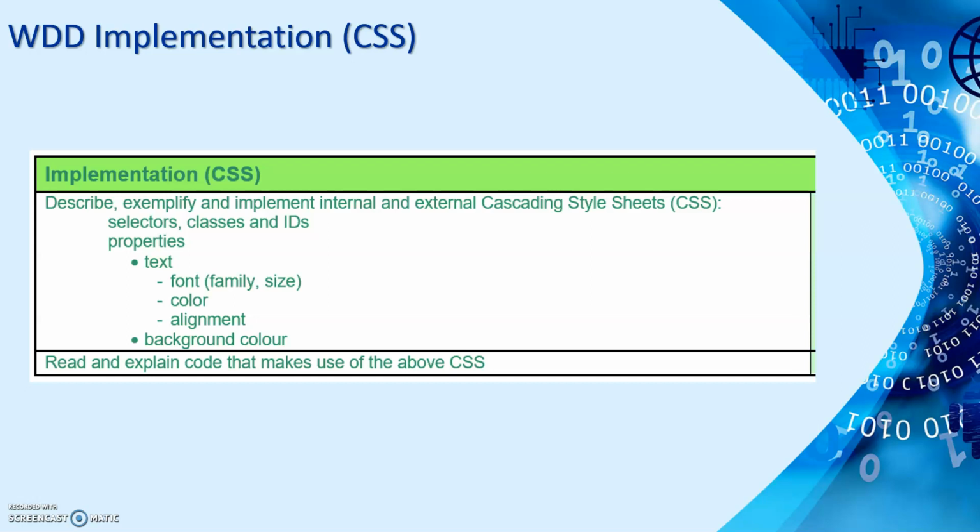Also selectors, classes and IDs is new, but the properties: text font family, font size, text color, text alignment, and the background color, stuff you've done back in 3rd year. And you need to be able to read and explain code that uses that CSS.